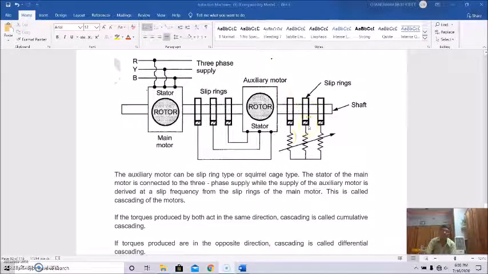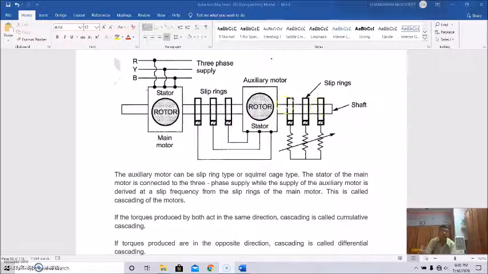So this is actually the arrangement. This is the main motor, and this is its rotor side. It is mounted on the same shaft. This is the slip-ring of the main motor. The main motor is supplied from the three-phase supply, and power is derived from the slip-rings and given to the stator windings of the auxiliary motor.